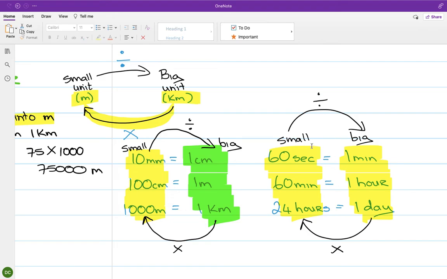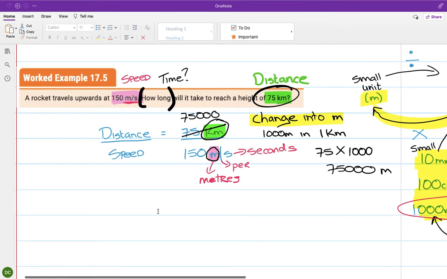Yeah? So you can see it's the last one here. This one here. We're going from kilometers back to meters. So we're going from a big unit to a small unit. So we multiplied. And what did we multiply by? We multiplied by 1,000. Okay? So now that I've got the numbers in, I've 75,000 divided by 150. And that gives me 500. So that's going to be 500 seconds it's going to take this rocket to reach 75 kilometers in height. Is that all right?